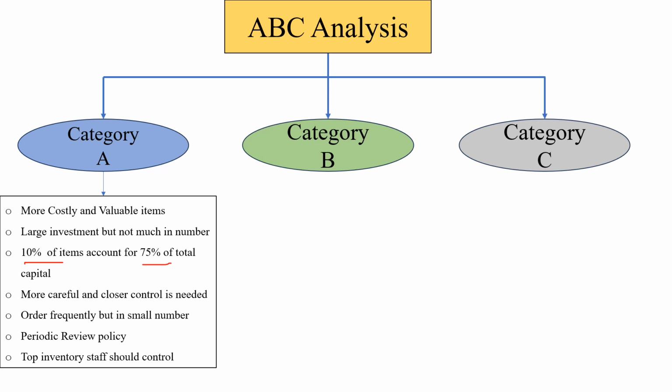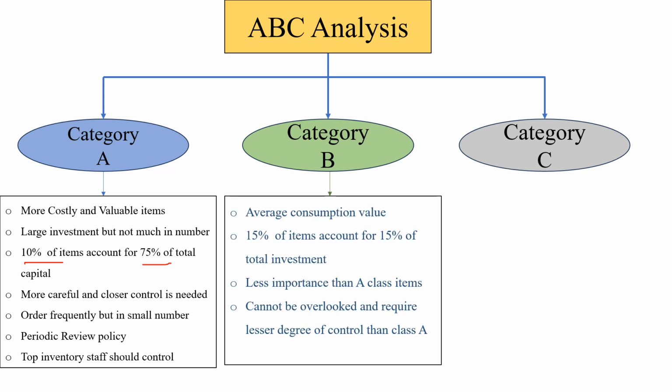In this regard, more careful and closer control is needed for these items. These items should be ordered frequently but in smaller quantities. Moreover, for these items, a periodic review policy should be followed to minimize the shortage percentage. To deal with these category A items, top inventory staff should be in control.